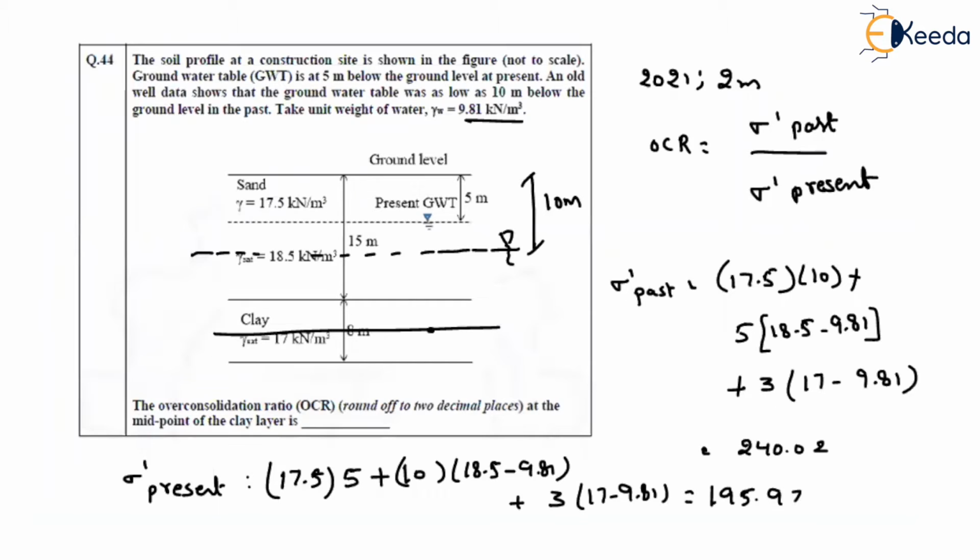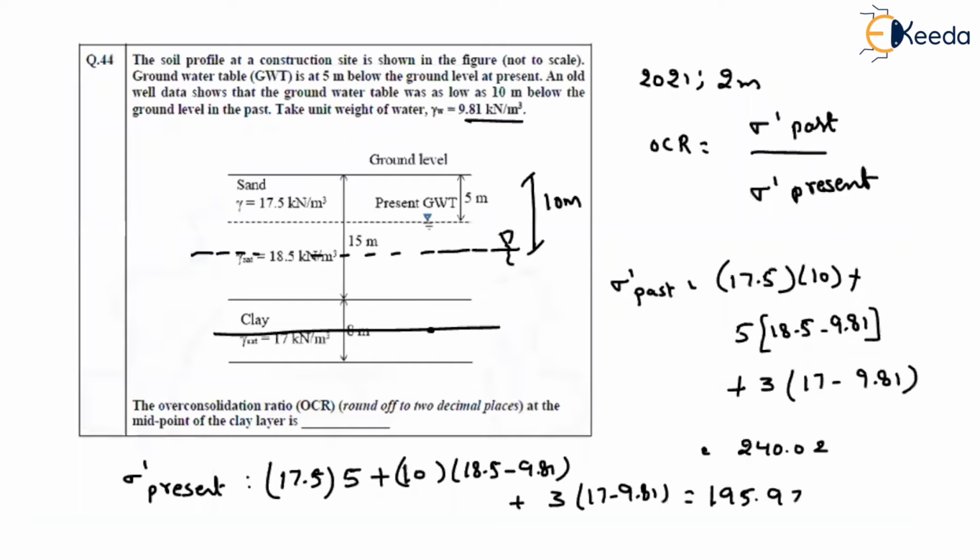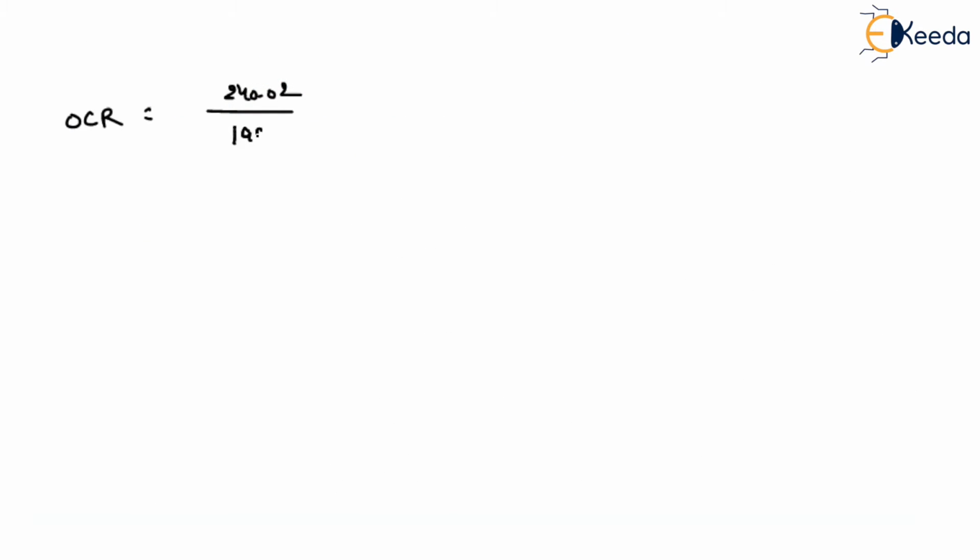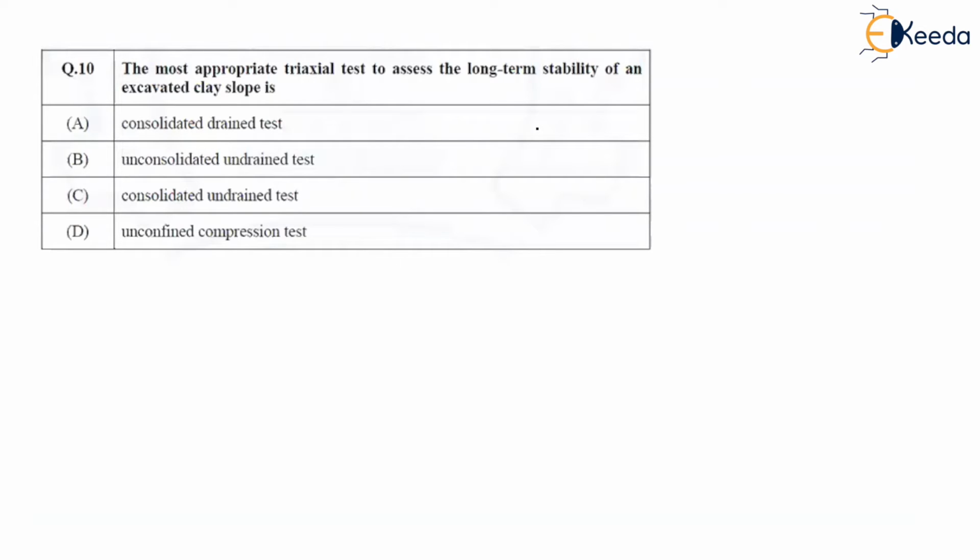What about the over consolidation ratio? Effective stress in the past we got as 240.02. At present, the value is 195.97. If we solve this, we get around 1.22. So this is our over consolidation ratio. Move on to the next.